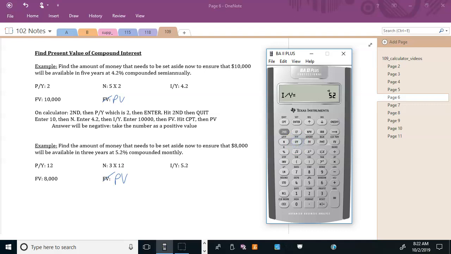Again, the 8,000 I want to have in the future, so 8,000 is my future value, and then let's hit compute PV to get my present value. Once again, I ignore the negative sign, so my answer is $6,846.78.